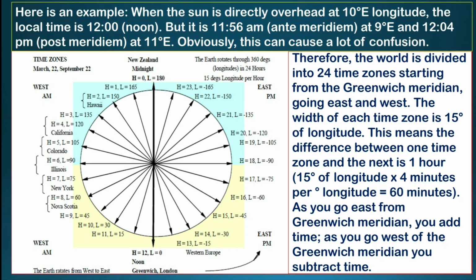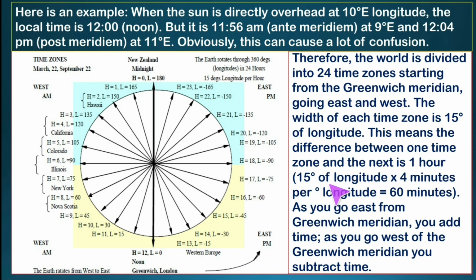And 12:04 p.m., that is post meridian, that is just after that longitude, what comes at 11 degree eastern longitude. So in each and every longitude there is a different time. Obviously this can cause a lot of confusion. Therefore the world is divided into 24 time zones starting from the Greenwich meridian going east and west. The width of each time zone is 15 degrees of longitude. This means the difference between one time zone and the next is 1 hour.